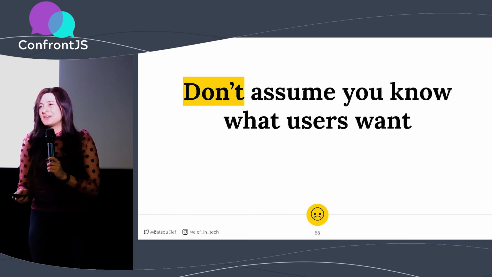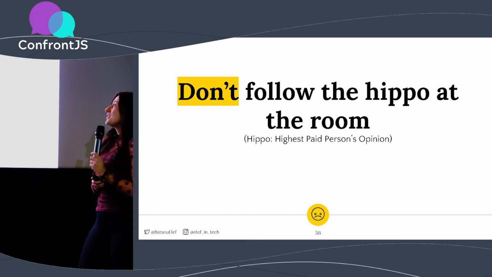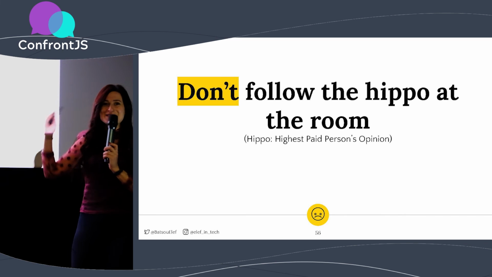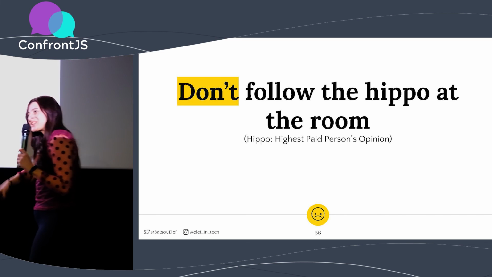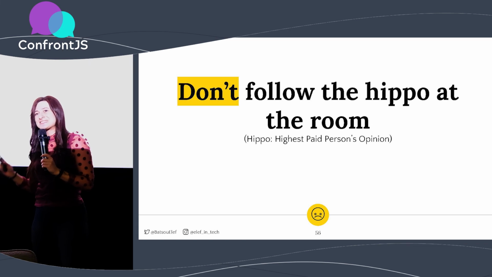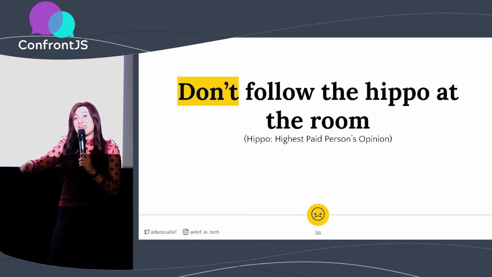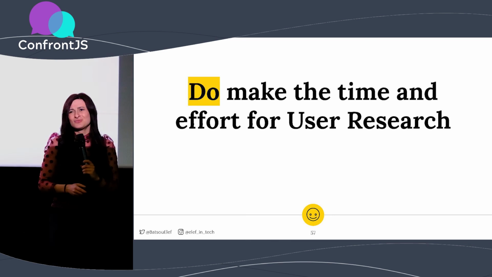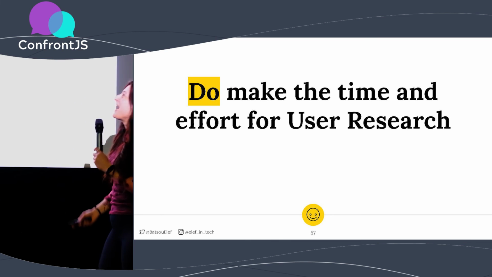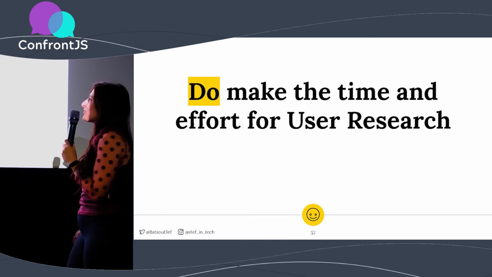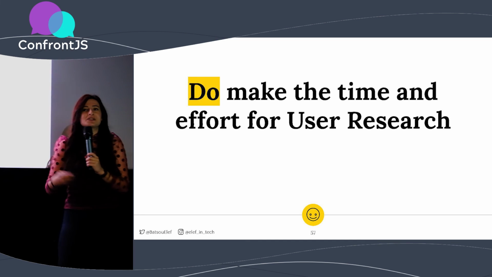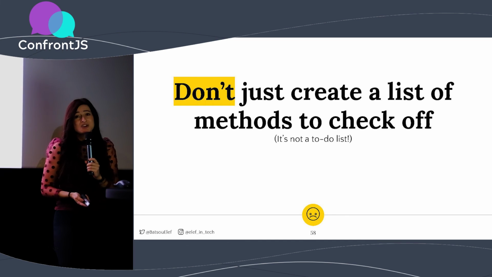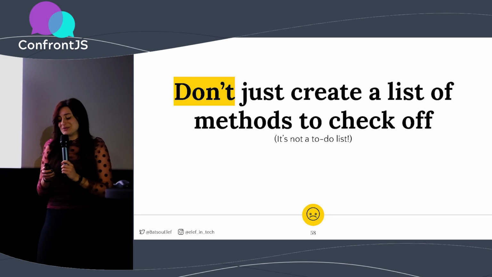Keep that in mind. Then, don't follow the hippo in the room, and hippo stands for the highest paid person's opinion. Just because your manager or your CEO says something, it doesn't mean that it's true. They pay you because you know how to fix things, or you should know how to fix things. Do make the time and effort for user research, and that's what we talked about. Don't just create a list of methods to check off. It's not just a to-do list.